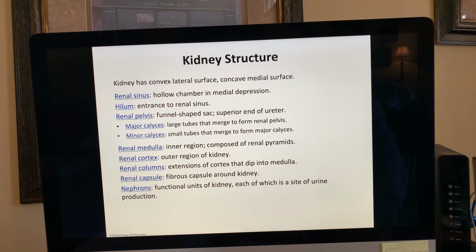It receives the urine, which is produced and emptied from the renal medulla into what are called minor calyces, which then empty into major calyces, which then empty into the renal pelvis. Again, the renal medulla is the inner region, which is composed of renal pyramids, and the renal cortex is the outermost region. The renal capsule is a tough fibrous capsule that surrounds the kidney. The functional unit of the kidney are structures that are found both in the cortex and the medulla, and they are called the nephron. The nephron is the functional unit of the kidney.